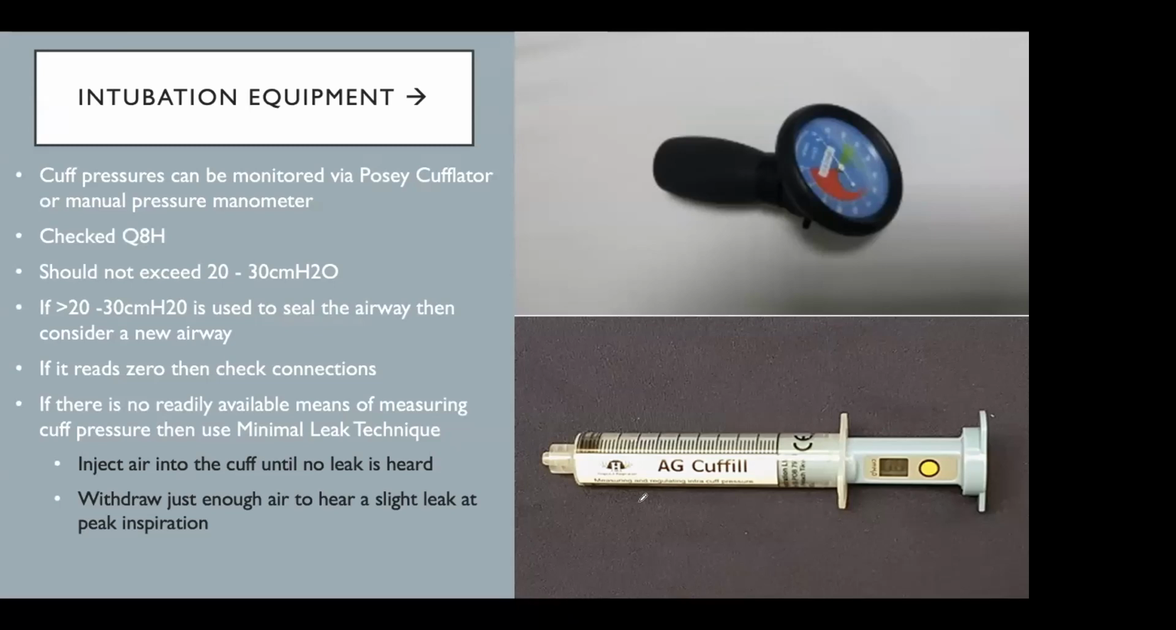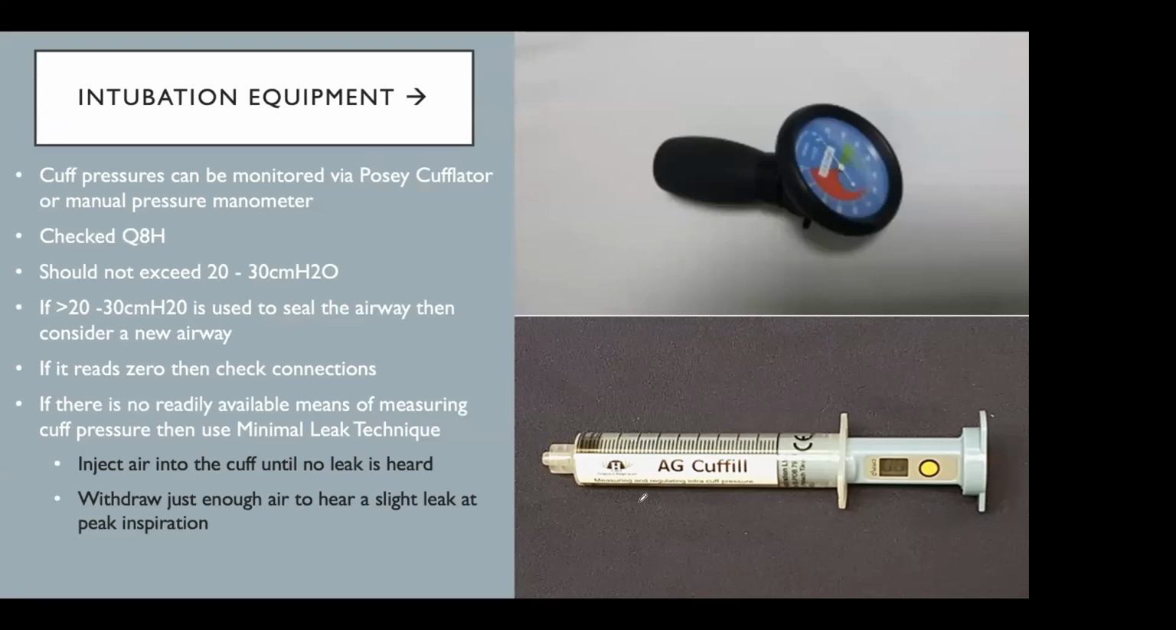If it reads 0, of course, just like anything we've ever learned, it's probably a leak somewhere, right? Then check your connections. If there's no readily available means of measuring cuff pressure, so in COVID, they were like, don't use our cufflators, bro. We can't keep buying those. Use a minimal occlusion, minimal leak, however you want to say it.